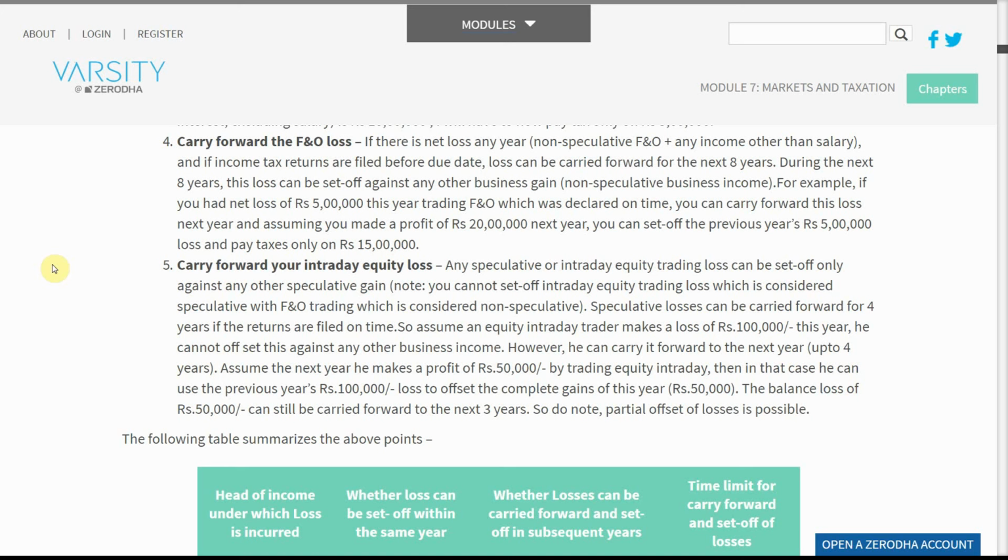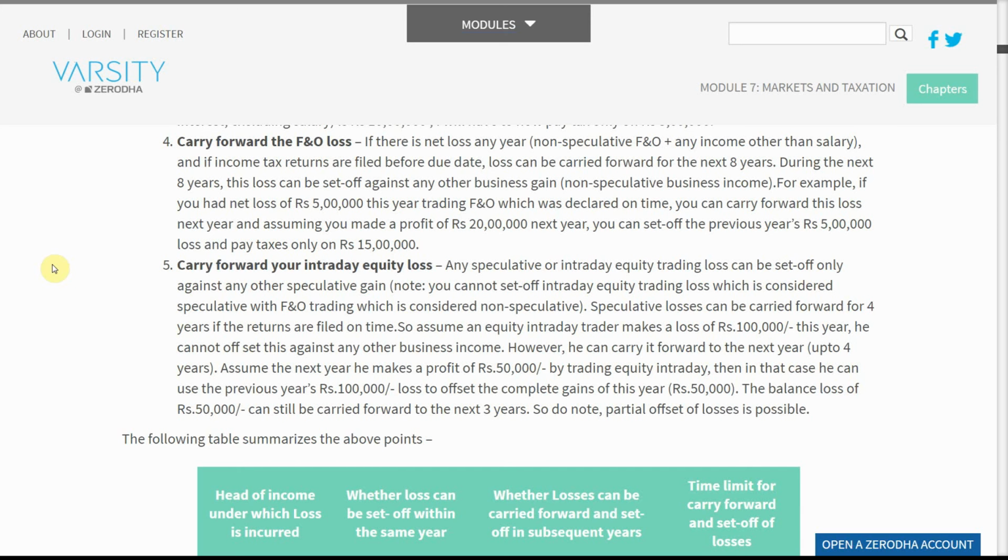So assume an equity intraday trader makes a loss of 100,000 rupees this year. He cannot offset this against any other business income. However, he can carry it forward to the next year, up to 4 years. Assume the next year he makes a profit of 50,000 rupees by trading equity intraday. Then in that case he can use the previous year's 100,000 rupees loss to offset the complete gains of this year, 50,000 rupees. The balance loss of 50,000 rupees can still be carried forward to the next 3 years. So do note, partial offset of losses is possible.